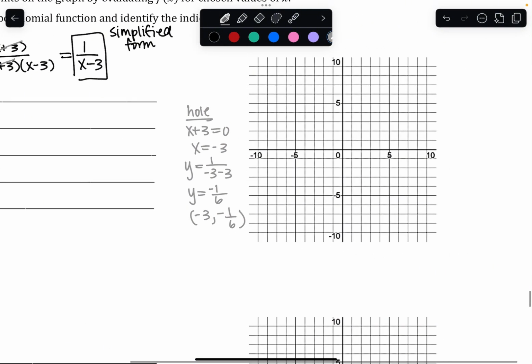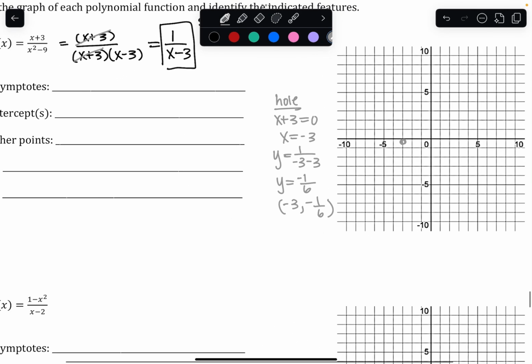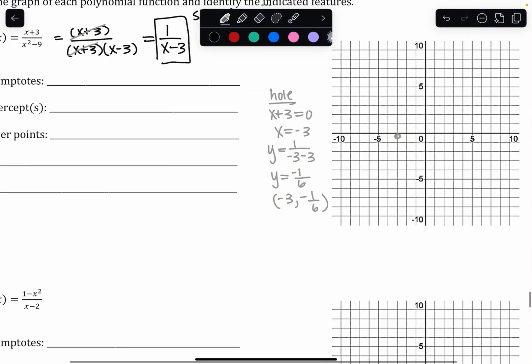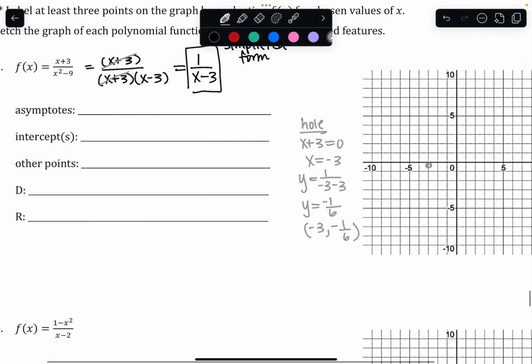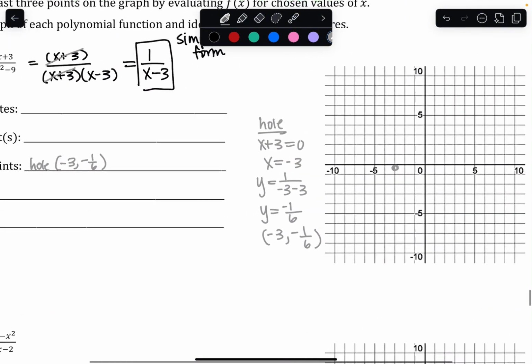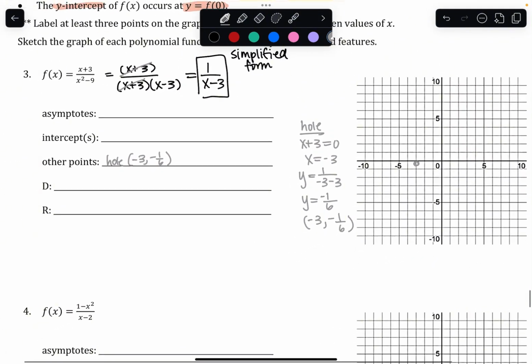Negative 3, negative 1/6 is going to be really close to the x-axis because negative 1/6 is really small. Okay, and since there's no spot to write the hole, I'm going to write it under the other points. Negative 3, negative 1/6. It kind of serves as a point because we know the function is going to be over in that quadrant.